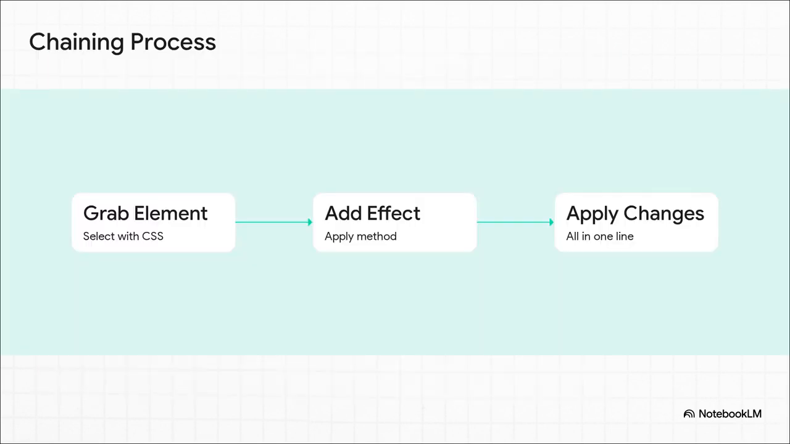With chaining, instead of writing a brand new line for every single action, you can grab an element, add an effect, and modify it all in one fluid motion. It makes your code significantly easier to read and so much quicker to write. You're just linking the commands together right in a row. It is beautifully efficient. You can literally select a box, turn it red, and slide it up off the page, all chained together in one single line of code. It's a real game changer.